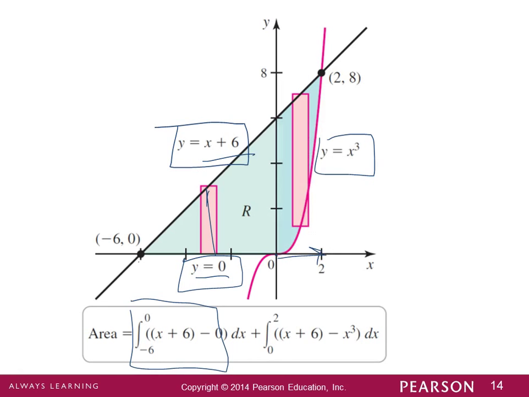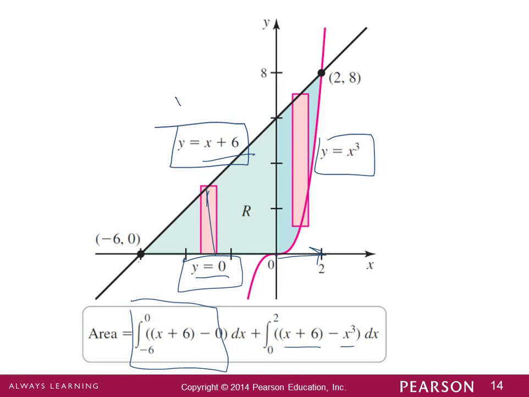From 0 out to 2, we would have to look at, well, our upper function is x plus 6, our lower function is x cubed. And this works. This is totally fine. You can do it this way, and if this is comfortable to you and you understand it, then go ahead and do it this way. However, it can be beneficial, and later on it'll be more than beneficial. It'll be absolutely imperative that we switch things in terms of x as a function of y. So how would we do this?